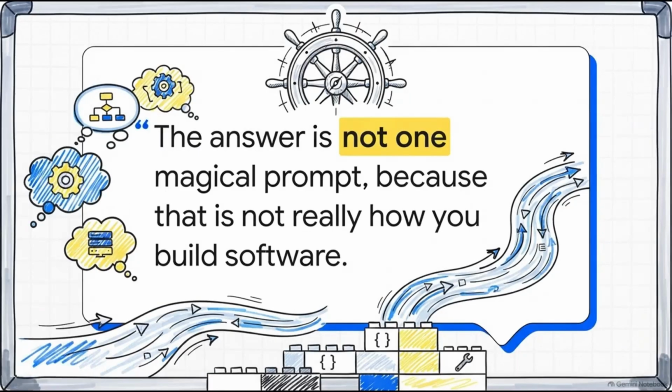As our source perfectly states, the answer to all of this is not one magical prompt, because one magical prompt is not really how you build software. It's so true. You are the captain of a ship here. Forcing the AI to explain its choices in those text files is just infinitely superior to typing out a lucky sentence and crossing your fingers for perfect code. You are the boss. Make the AI document its work.